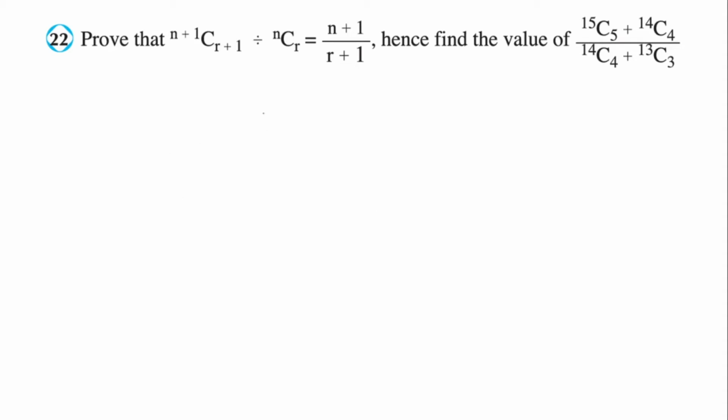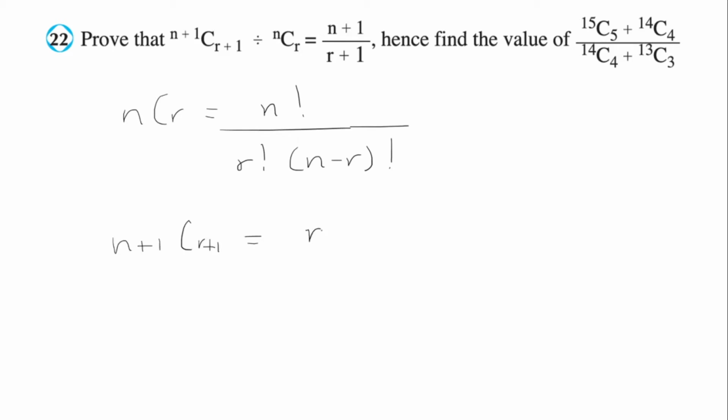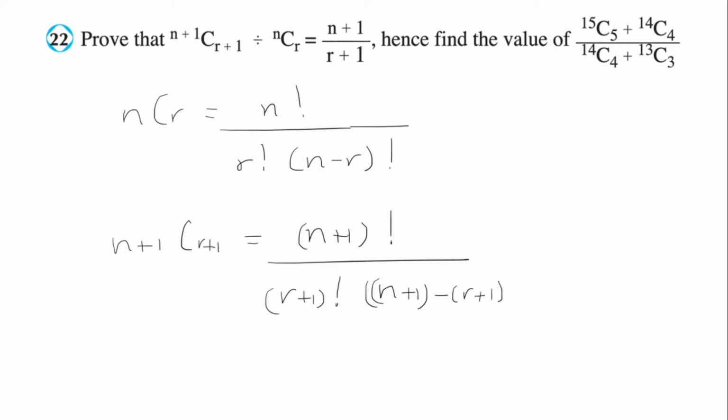I want to prove that n plus 1 choose r plus 1 divided by n choose r is equal to n plus 1 over r plus 1, and then find what this is. Okay, so first, n choose r is n factorial over r factorial multiplied by n minus r factorial. So if I have n plus 1 choose r plus 1, that's going to be n plus 1 factorial over r plus 1 factorial, multiplied by n plus 1 minus the quantity r plus 1 factorial.